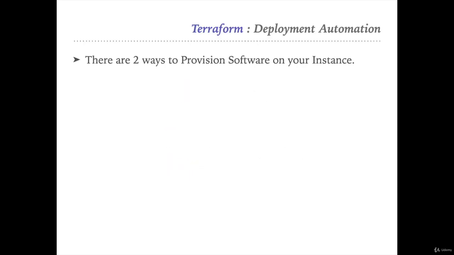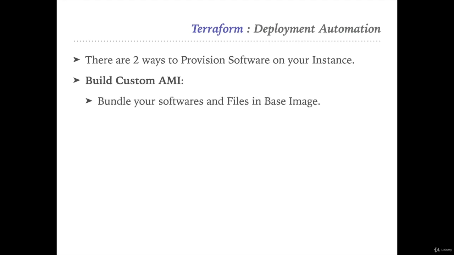So there are two ways to provision software on the instance. The first is to build a custom AMI. It means till now we were using the AWS default AMI, but if we want, we can build a custom AMI. When I say building a custom AMI, we can bundle the software and files in the base image, and that can be done with a tool like Packer. The Packer tool can help us build the custom AMI. Right now, I'm not going to describe Packer, but in coming lectures, I will show you how you can build the AMI with the help of Packer.